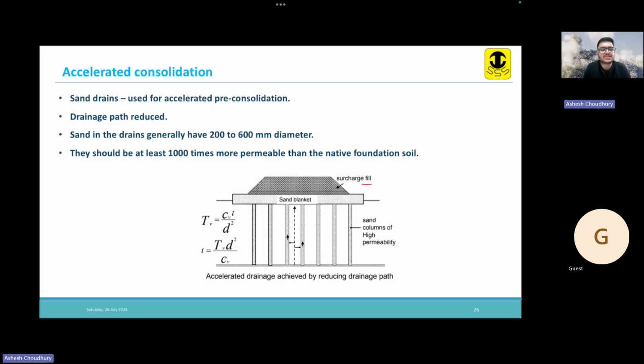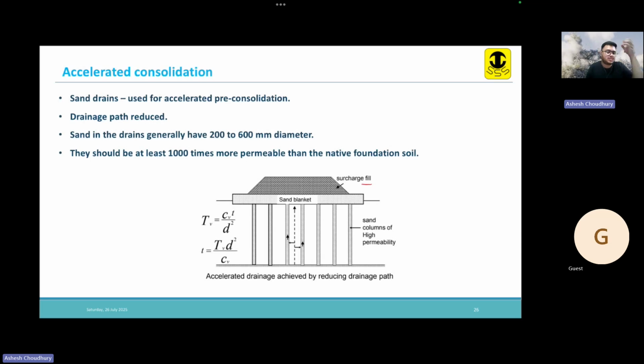Sand drains you must have studied in your basic soil mechanics, right? So what are sand drains? These are long tubular columns of sand that are constructed into the soil to accelerate consolidation.